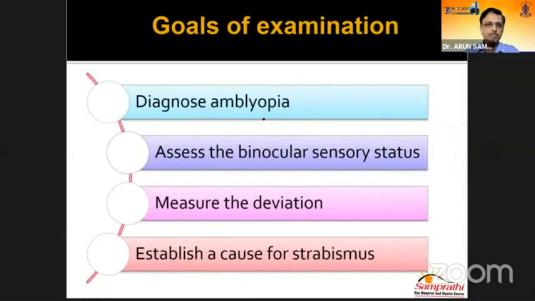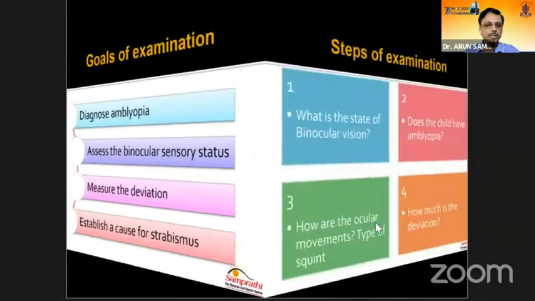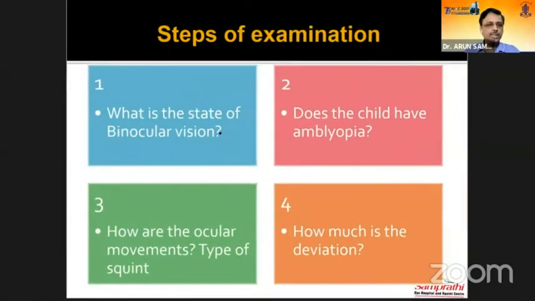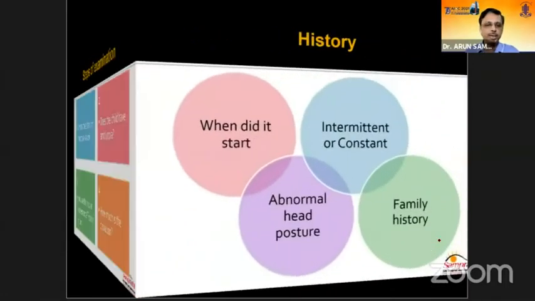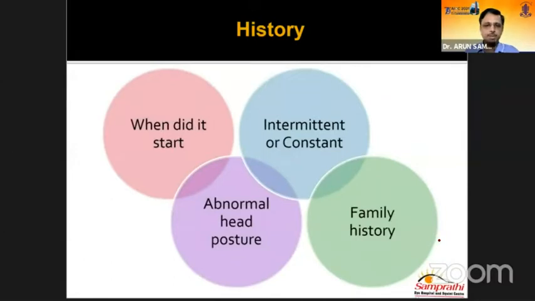So coming to the examination proper, we need to get information regarding the strabismus. First is to diagnose amblyopia. Second is to know the status of the binocular vision. Third is to measure the deviation. And fourth is to establish a cause for the strabismus. So the steps of examination can be: first, check the BSV. Next, diagnose amblyopia. Third, check the motility and the cover test. And finally, measure the deviation. With the help of all this, we come to a diagnosis in strabismus.